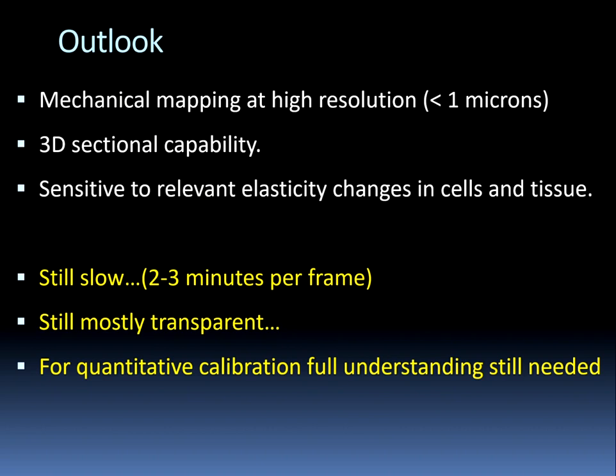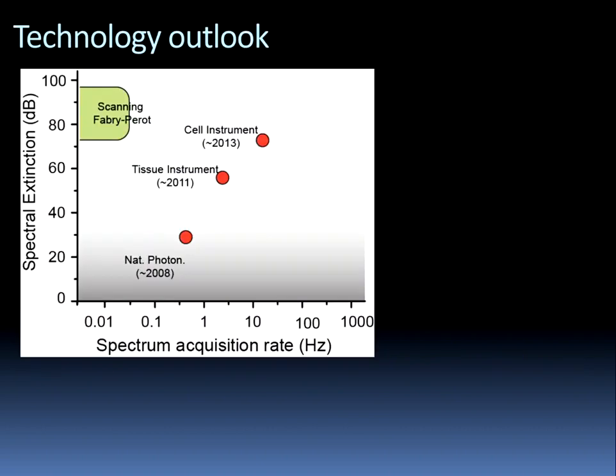Even though we have improved it so much with respect to the past, still we can only measure mostly transparent material. And in order to truly translate it into a quantitative measurement of mechanics, so modulus, we still need a better understanding. Right now, we mostly rely on empirical calibration, sample by sample. And that transition is one of the biggest efforts that we undertake.